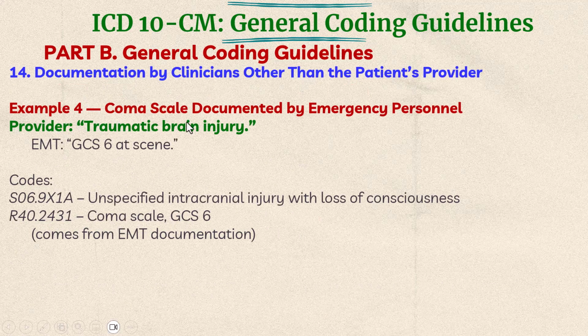Example 4, coma scale documented by emergency personnel. So the provider documents traumatic brain injury, but EMT notes GCS 6 at scene. So you can code S06.9X1A, that is unspecified intracranial injury with loss of consciousness. And you can use the coma scale because the diagnosis is already given. So R40.2431 is coma scale GCS 6. So it comes from EMT documentation.